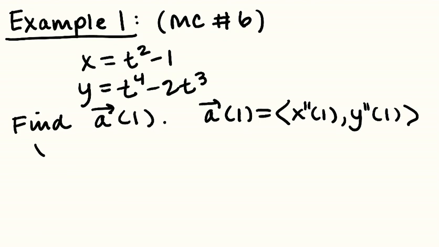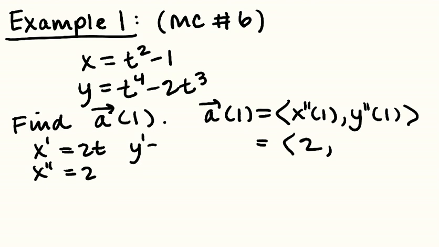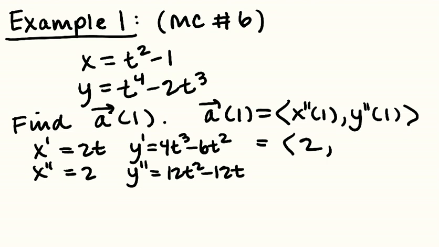All right, so I need x double prime. First, I'm going to take x prime. That's going to be 2t. X double prime equals 2. Well, that's regardless of what t is. X double prime is 2, so I know the acceleration vector is going to have its first component be 2. For y, I'm going to take the derivative and get 4t to the 3rd minus 6t squared. For the second derivative, I'll have 12t squared minus 12t. And then when I plug in 1, I'll get 12 minus 12, which is 0. So I'm looking for the vector 2, 0. And when I flip through there, that looks like answer choice D.